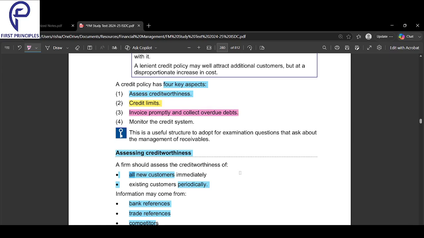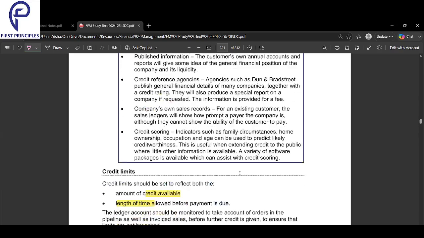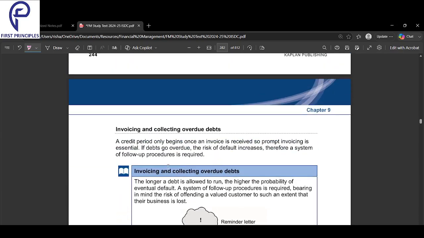Third one is invoice promptly. The moment you give them the goods, immediately you invoice. Why? Because the day you invoice, from that day the credit period will start. Credit period will start from the day you deliver the goods to them. So immediately you should invoice. A credit period will only begin after an invoice is received, so prompt invoicing is essential.